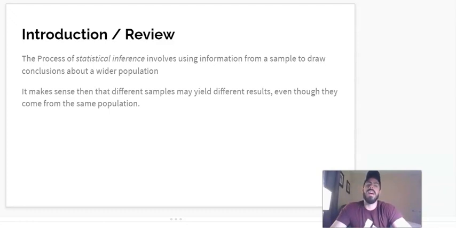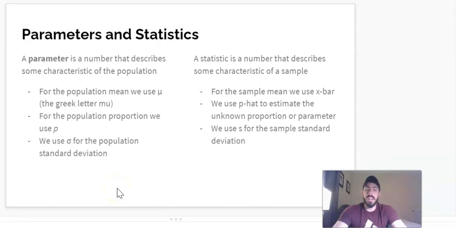We also know that because of this process, any two individuals performing that sample could get different results. Furthermore, it's important that we understand the differences between parameters and statistics. A parameter is a number that describes some characteristic about the population, and a statistic is a number that describes some characteristic of a sample. So when we find a mean or a proportion for a sample, that is a statistic, and we use it to predict a parameter from the population.